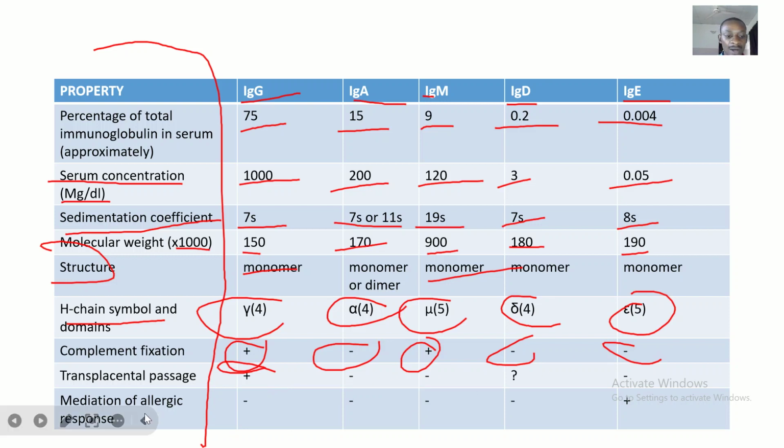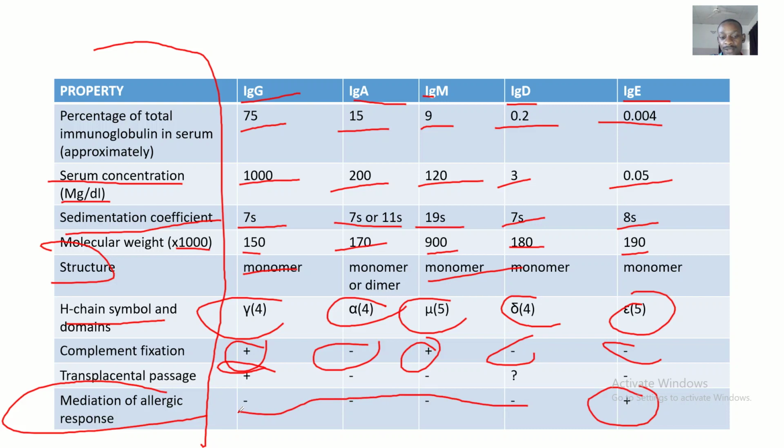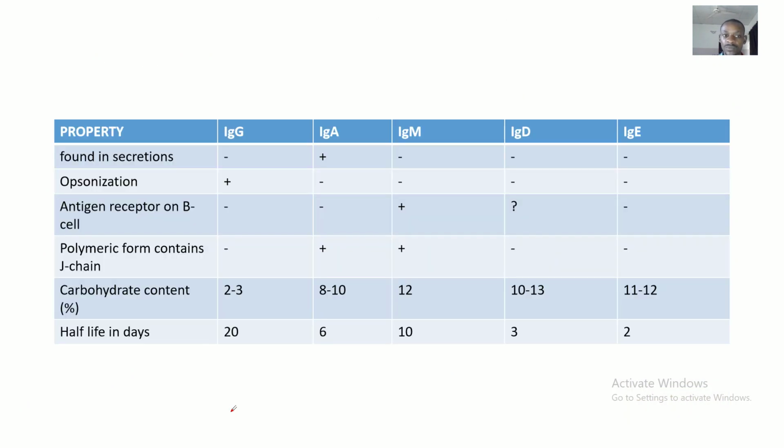Then how about mediation of allergic response? Of course, you know that only immunoglobulin E mediates allergic response, so the rest of them have the minus. Then found in secretions: only immunoglobulin A is secretory, so it is found in secretions. The rest of them are not found in secretions. Then how about opsonization? Only immunoglobulin G opsonizes, so it has a plus, the rest of them have a minus.